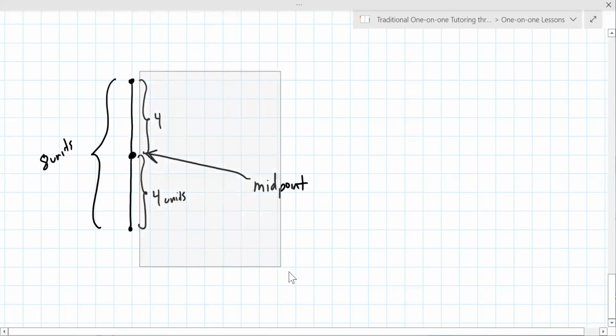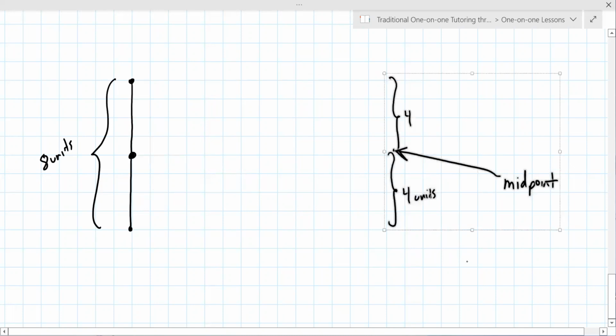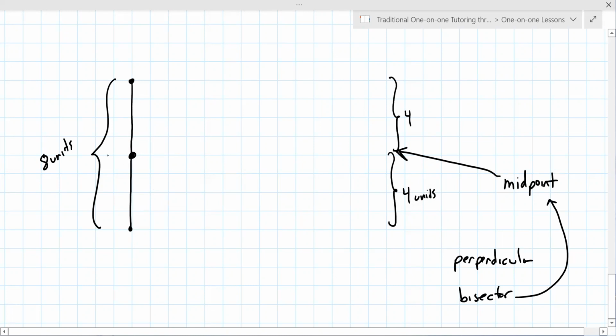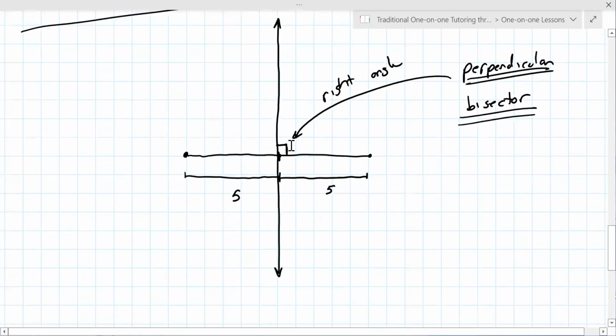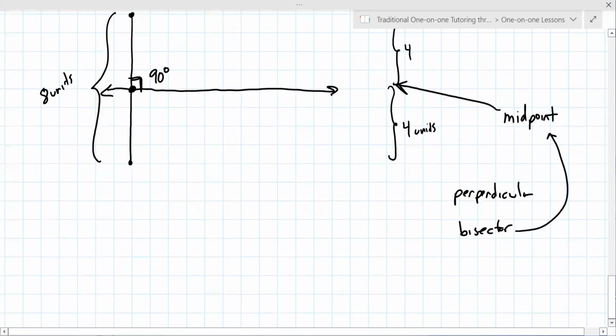Now I'm going to just move this all off to the side, because I want to talk about the next point. The word bisector means it's cut in half. That's why we have the midpoint. Perpendicular means it meets at 90 degrees. Have you seen that before? Remember how it met at 90 degrees? It met at a right angle. I think so. Okay.